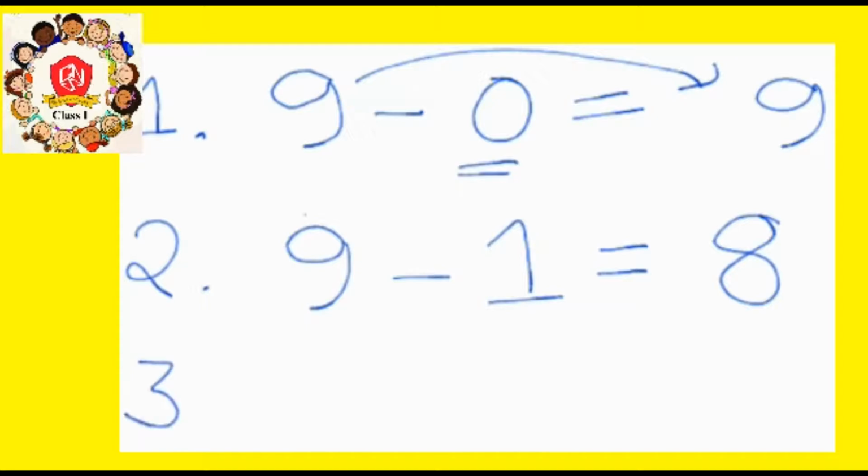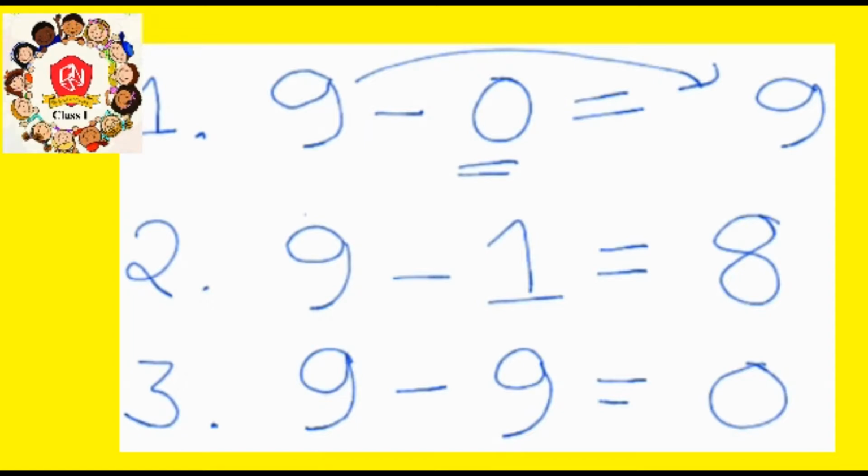Now about the third property, subtracting with the same number. We are taking the number 9 and we are subtracting the same number from it. That means there are, suppose, 9 marbles with me and I am giving away all the marbles, means somebody is taking all the marbles from me. Then what is left? I am having 0 now. That means if we subtract the same number from that number, we are getting the number 0.